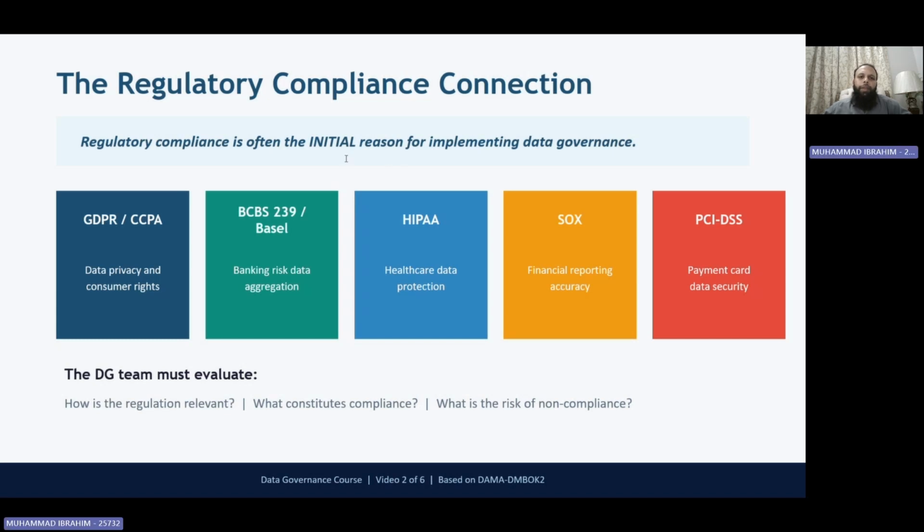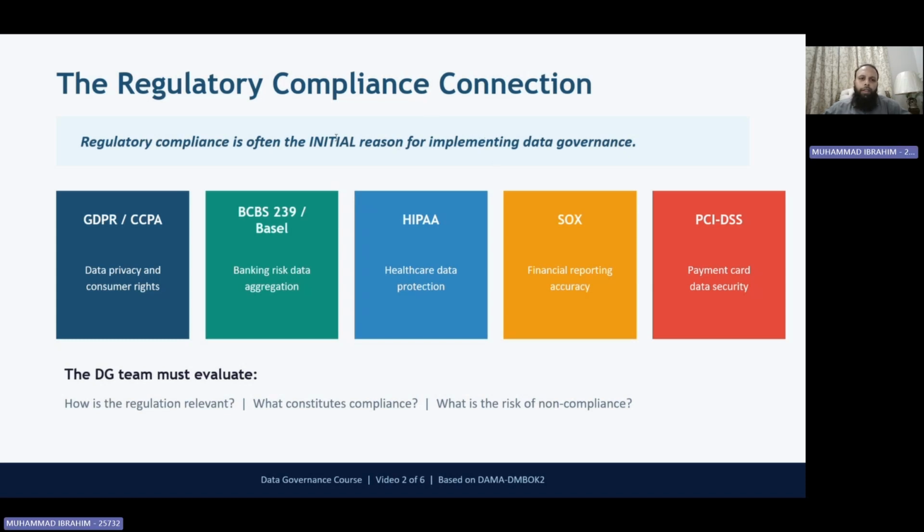The governance team must evaluate three questions for each regulation. First, how is this regulation relevant to our organization? Not every regulation applies to every company. Second, what constitutes compliance? What specific policies and procedures do we need? And third, what is the risk and penalty of non-compliance?